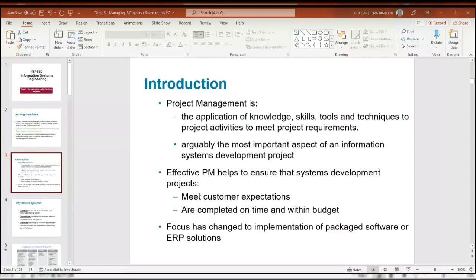Meet customer expectation. Number two, are completed on time and within budget. So dua benda ni is what we call as effective project management. Meet customer expectation within time and budget.